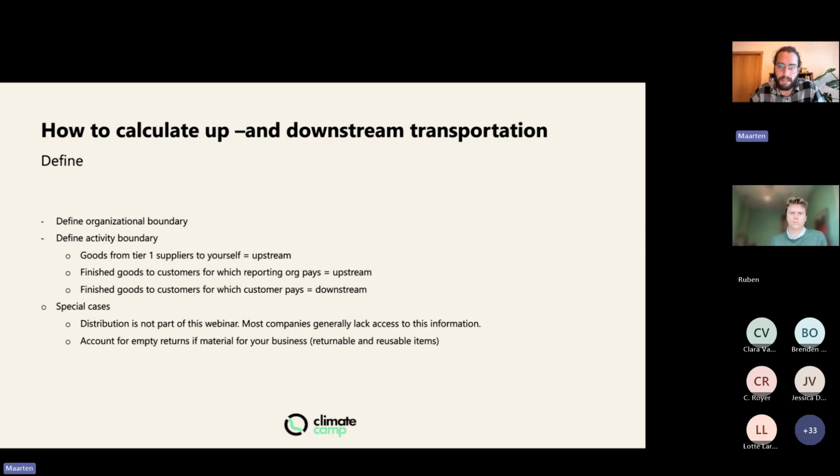Now, there are a lot of special cases, and we're not going to deep dive into all of them. But as I mentioned before, distribution is not part of this webinar. A lot of companies lack access to information, for example, from retailers or from other chains in their value chain. And the other special case I want to mention is accounting for empty returns if material for your business. If you have returnable or reusable goods and you're responsible for collecting them, then it is also important to account for empty returns. But we will not cover it in this webinar.